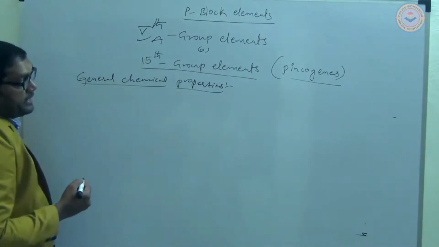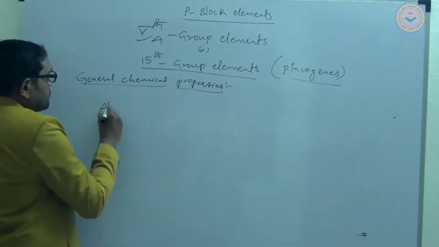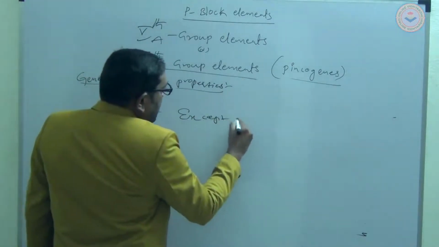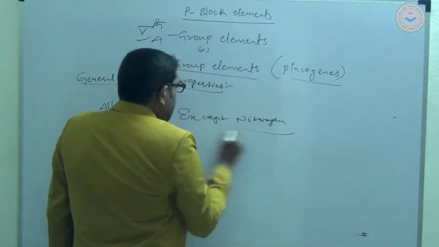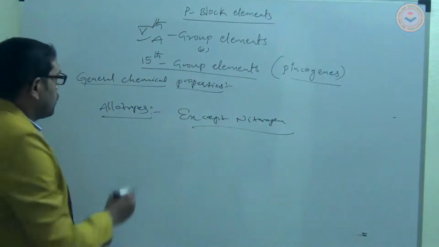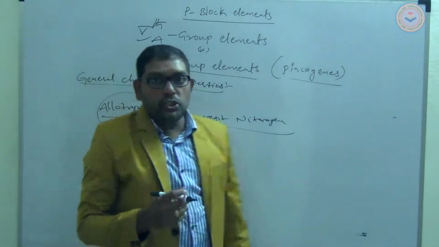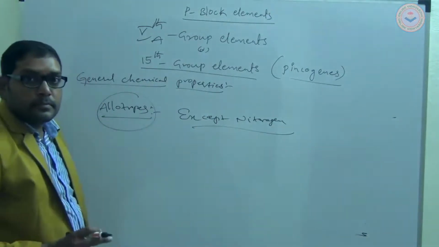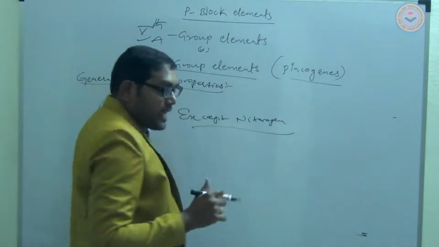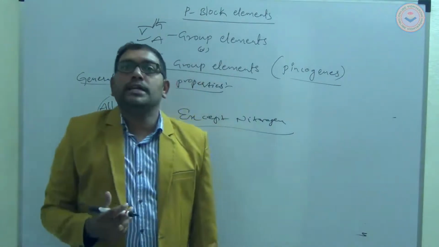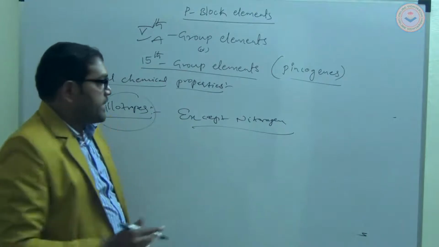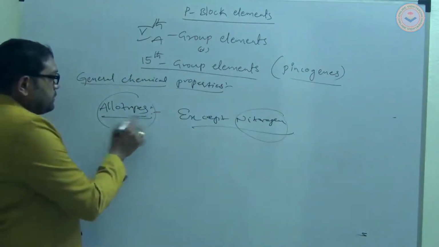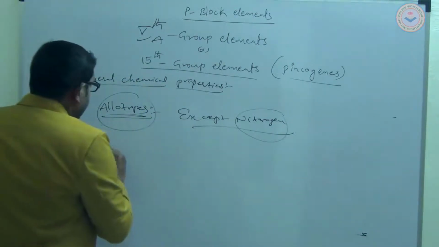And in 15th group elements, allotropes. Except nitrogen, the remaining elements show allotropic forms. Allotrope means an element which exists in 2 or more different physical states. Except nitrogen, all the remaining elements of the 15th group show allotropic forms. And catenation property.